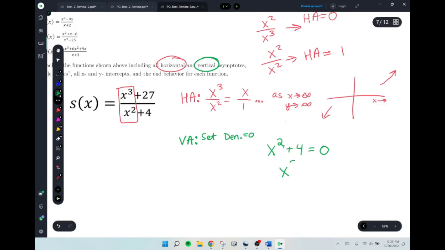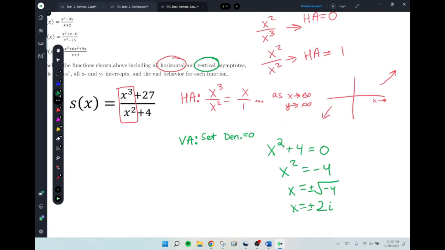x squared plus 4 equals 0, which means x squared equals negative 4, right? Which means x equals the square root of negative 4, which means x equals plus or minus 2i. You know where that is on the graph? I don't.